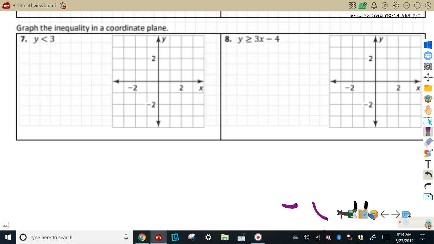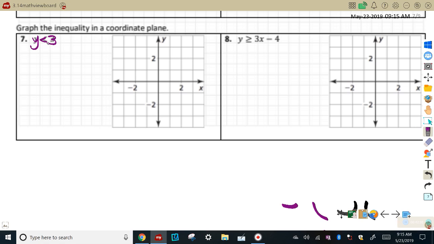Do you guys know how to graph? This one says y is less than 3. Do you guys know how to do it when there's only one variable? If it's only one variable, which is y, I'm only going to be touching the y-axis. If it only says y, it's only going to touch the y-axis. Well, it might touch the x-axis, but that's the one that I'm looking for.